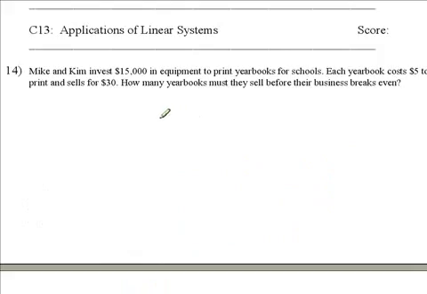All right, we've got this word problem. Let's get it solved. It says Mike and Kim invest $15,000 in equipment to print yearbooks for schools. Each yearbook costs $5 to print and sells for $30. How many yearbooks must they sell before their business breaks even? So let's see what we've got here. We know we invested $15,000. It costs $5 to print and $30 to sell.